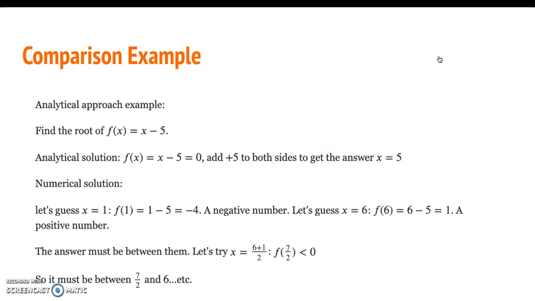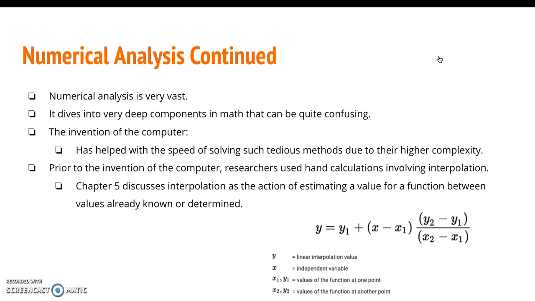So we understand that the answer has to be between them. So maybe we try 6 plus 1. We take the higher end, we take the lower end, and then we divide it by 2. So the answer has to be between 7 halves and 6. It's kind of like getting closer and closer to the answer with this numerical method, but it's not the analytical approach that gives you the exact correct answer.